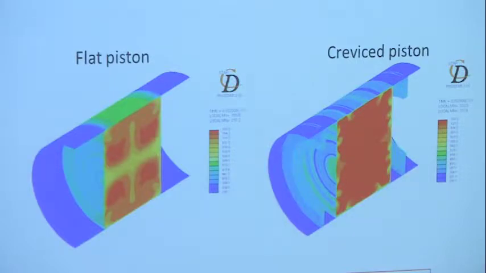So in the case of the flat piston, the crevice gas gets entrained. You've got this roll-up vortex where the gas gets entrained into the center of the chamber. So you've got that cold gas making an inhomogeneous temperature field at the end of compression, which isn't ideal.